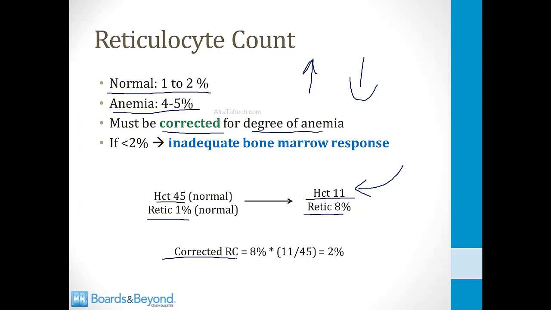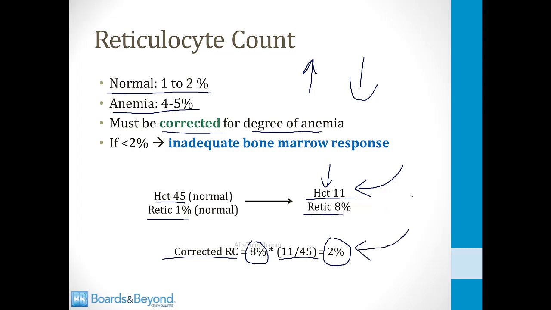So in order to correct the reticulocyte count, you take the percentage, 8% in this example, and you multiply by the anemic hematocrit divided by a normal hematocrit, so 11 divided by 45. This gives you a reticulocyte count that is corrected to 2%, and this is very low. This is an inadequate bone marrow response.